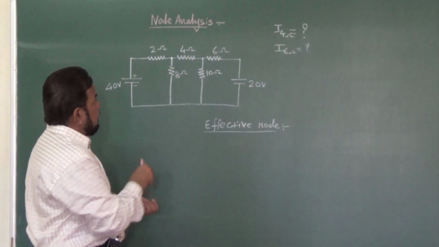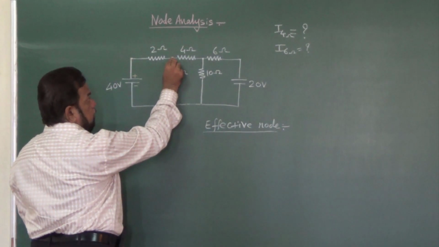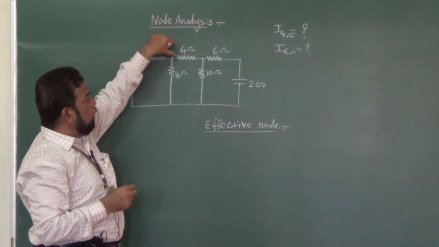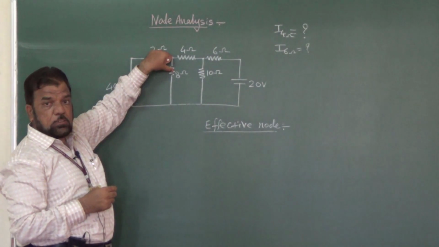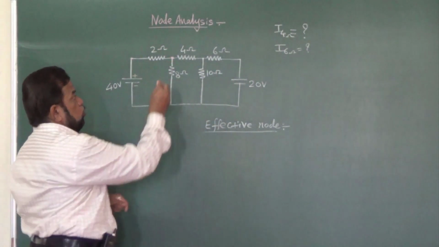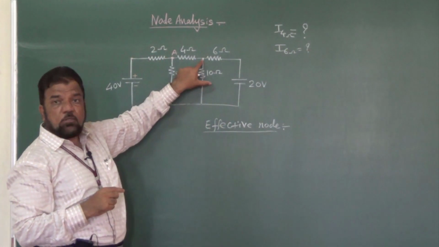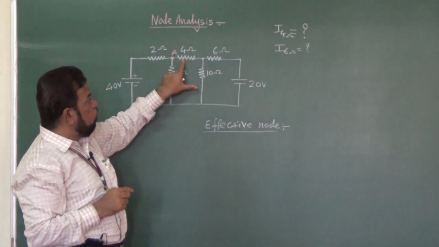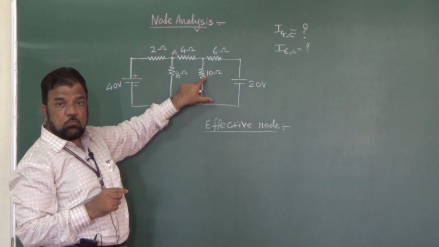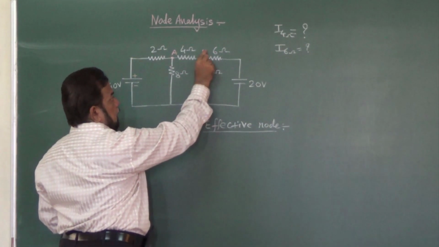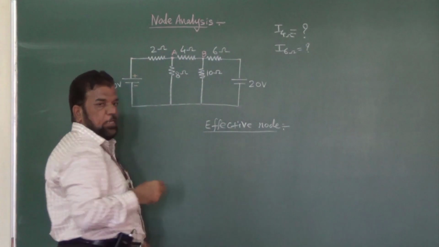So what are the remaining points? This is a point which is common between the 2, 4 and 8 ohm resistances. So this is one node. I will mark it as, say, node A. Now this is another point which is common between 4, 6 and 10 ohm. So I can call this another effective node, node B.